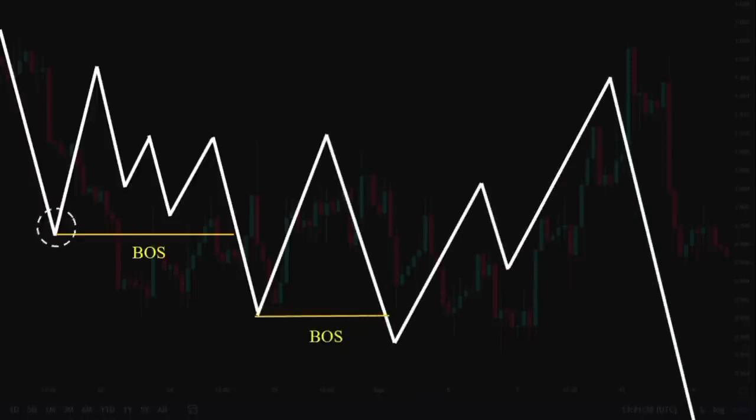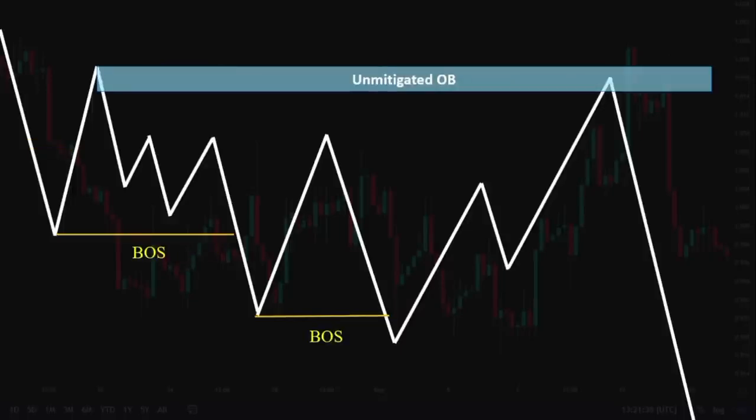Here, price has created this low. After this pullback, price went down and generated this break of structure. Also, we can easily spot this unmitigated zone here. And we have this double top here.